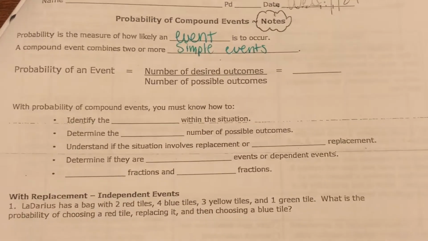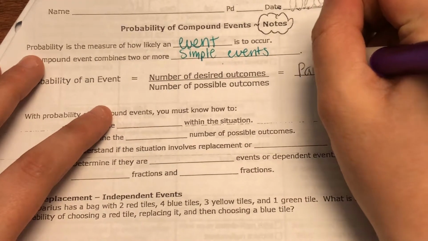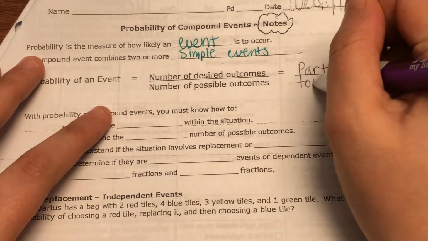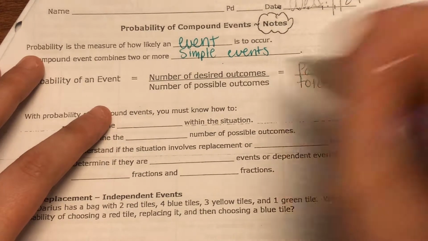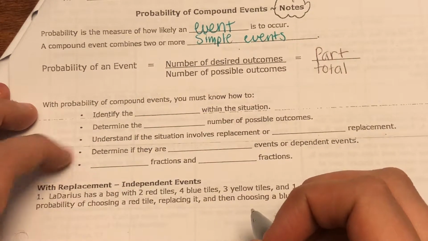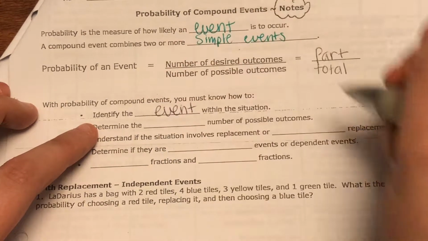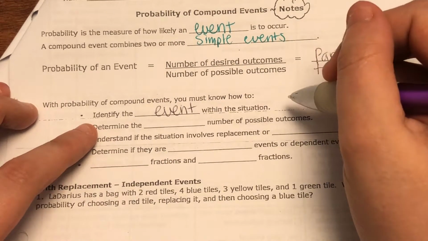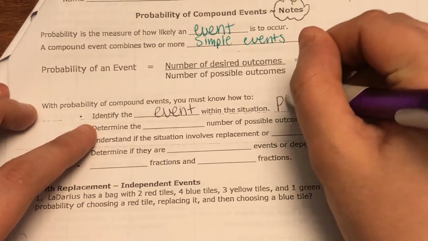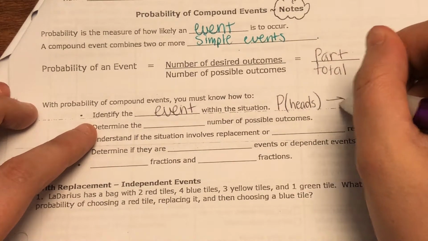The probability of an event is the number of desired outcomes, which we talk about as the part, over the number of possible outcomes, which is the total. So literally just part over total. With probability of compound events, you must know how to identify the event within the situation. What that means is you need to know what probability you're finding, like probability of heads. And this is just your part.